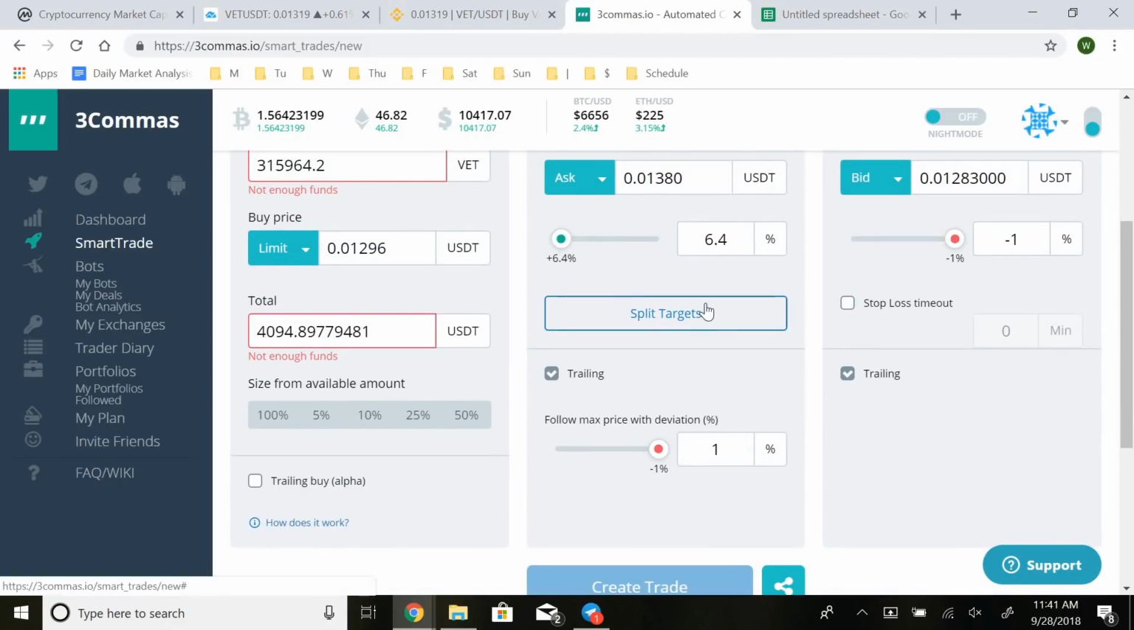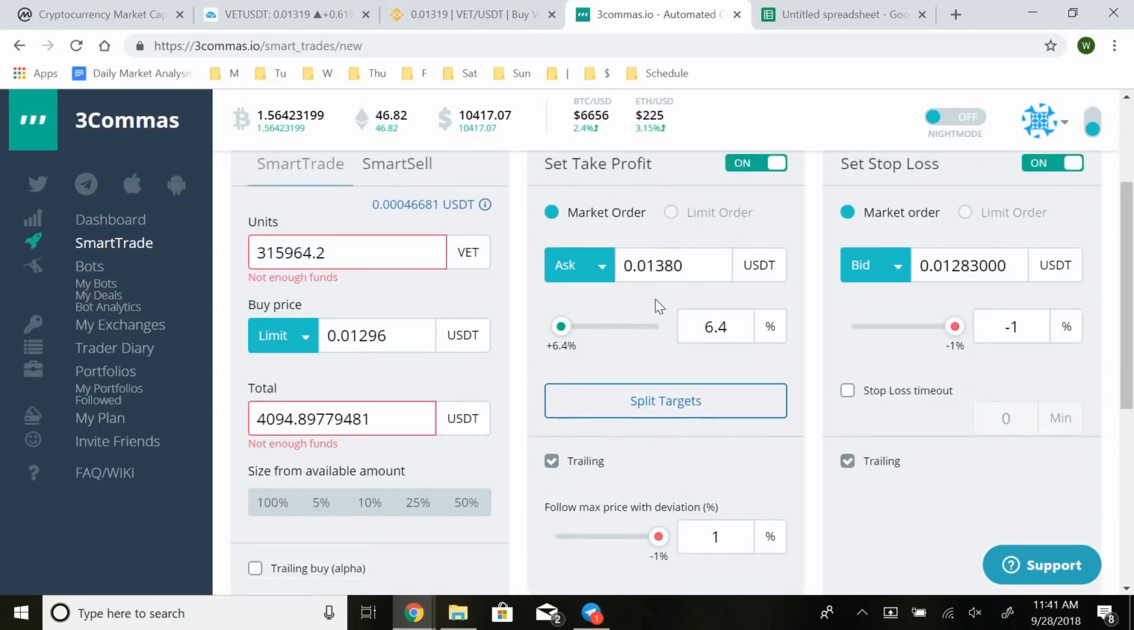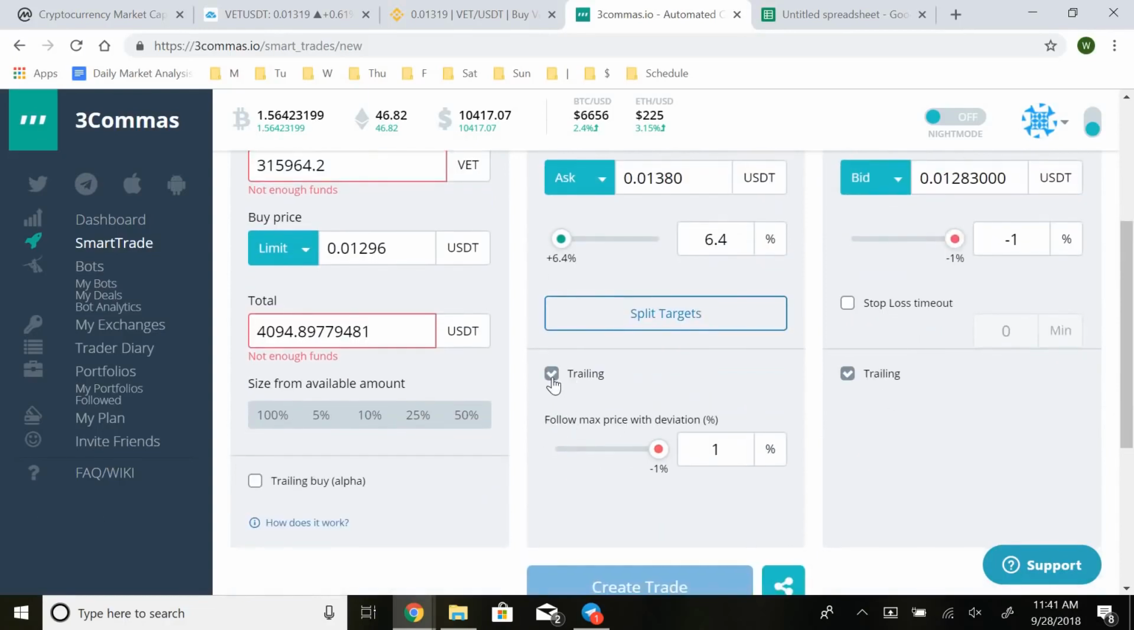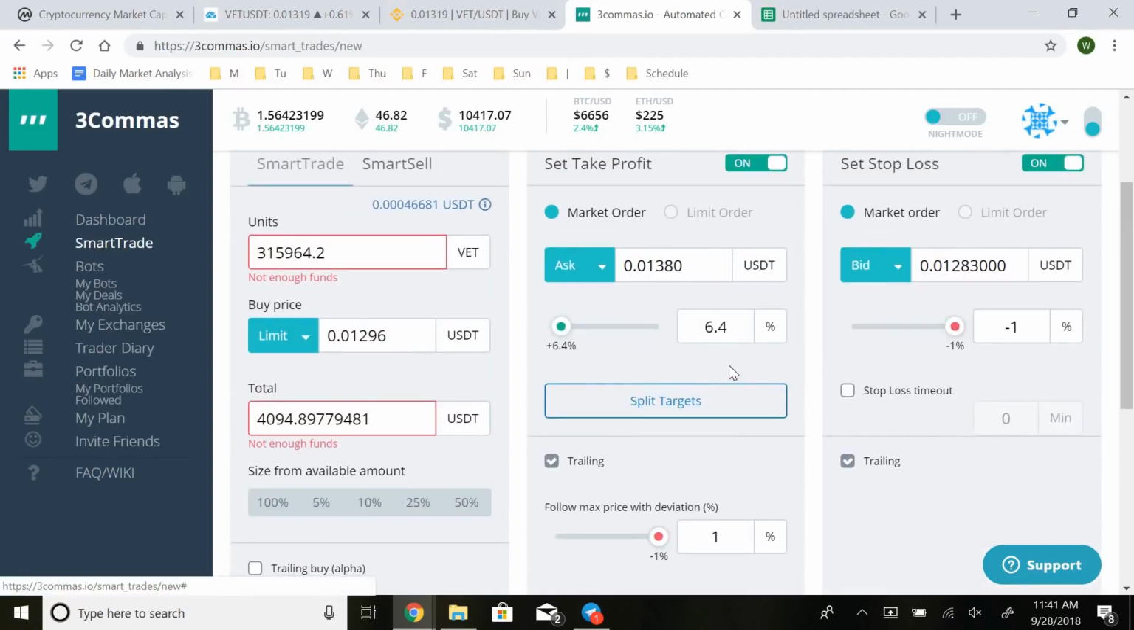So now that we did that, there's one other thing that I wanted to do, which is actually check off the trailing box and then follow max price with deviation minus 1%. Now what this actually does is as the price of the asset continues to rise, it will actually trail your order to sell to take profit.